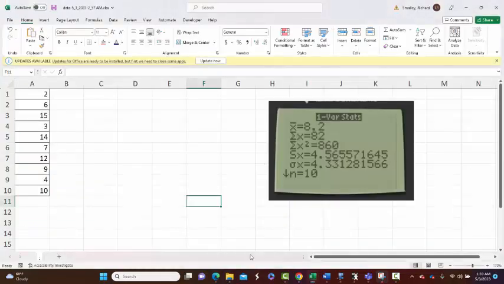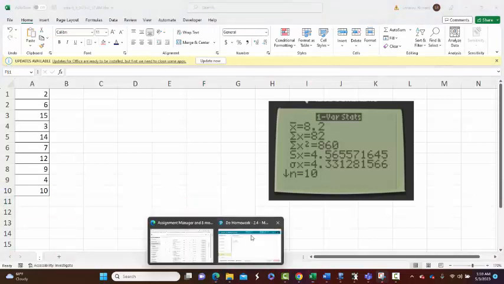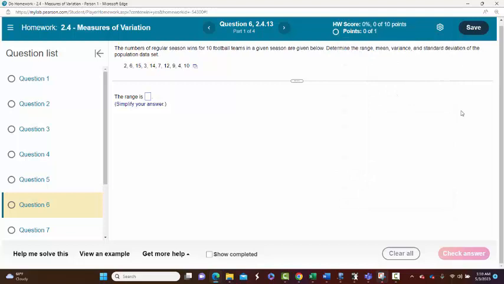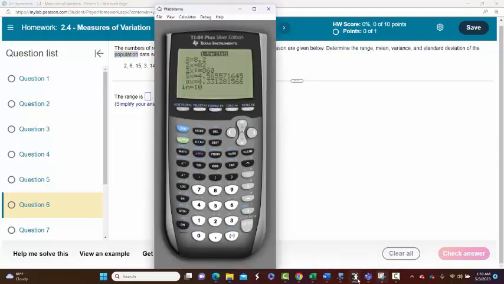Looks like it's going to want range, mean, variance, standard deviation. Oh, but it's population, so it's population. So we're looking at defining. It's important that we see if it's defined as a population or a sample. Now I need to bring the calculator back here for a minute. No, I think I got everything I need there. Yeah, I got the range.